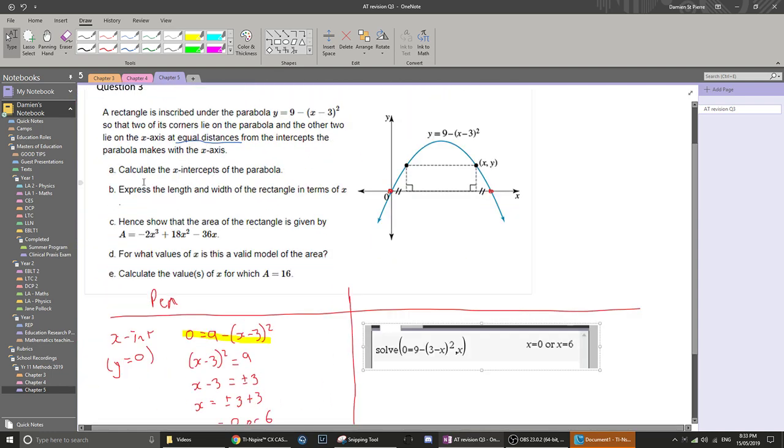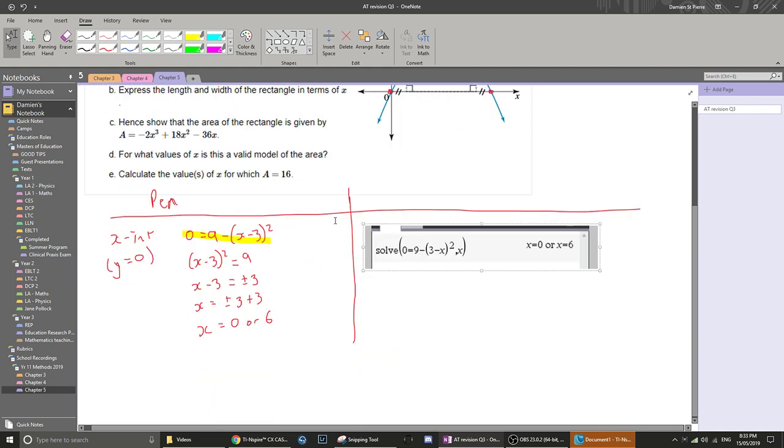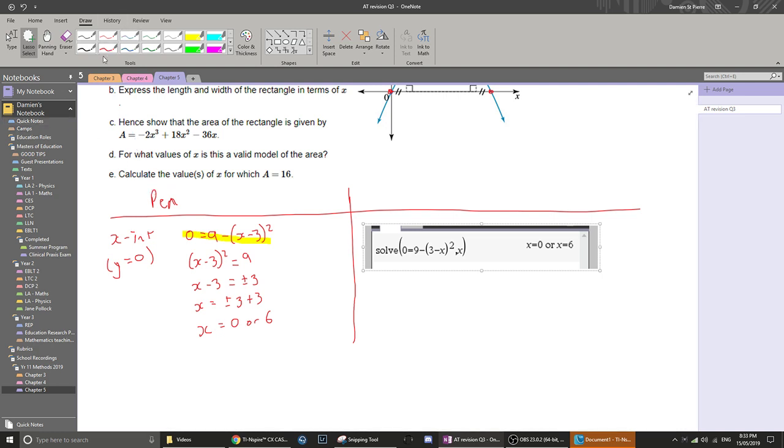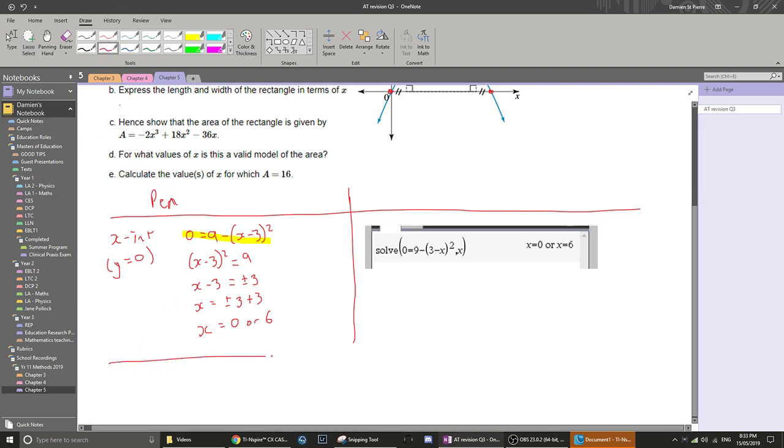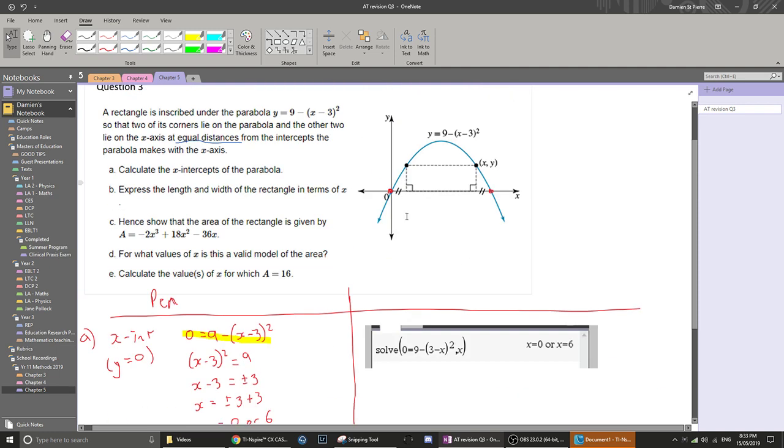Okay, so that's part A. Part B: express the length and width of the rectangle in terms of x. This is something that is pretty much purely pen and paper. So let's have a look at our image. I'm going to call this side the height, really, and I'm going to call that the width of my rectangle, length across here.